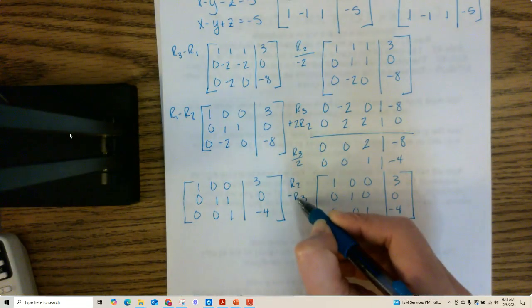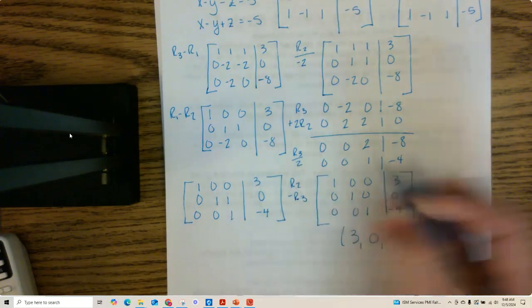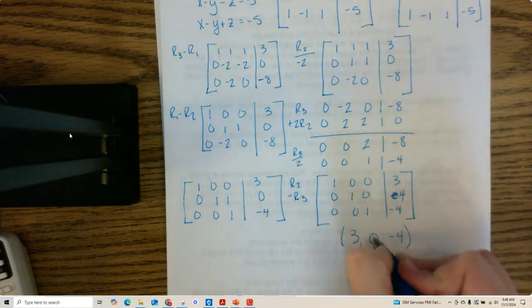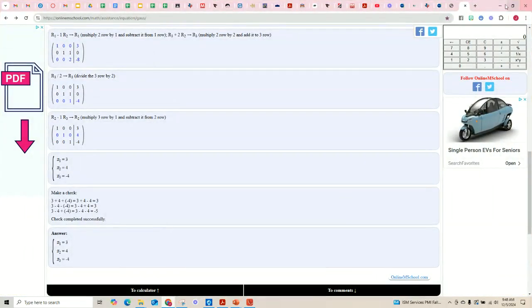Right here when I did row 2 minus row 3, I just put a 0 here. 0 minus a negative 4, that should be a positive 4. So it should be 3, 4, and then negative 4.